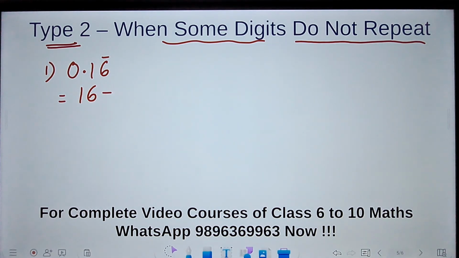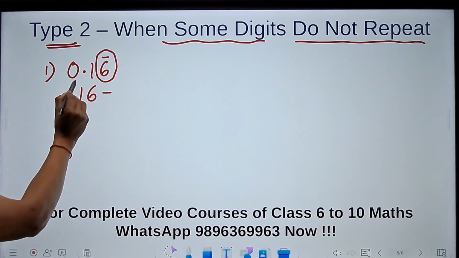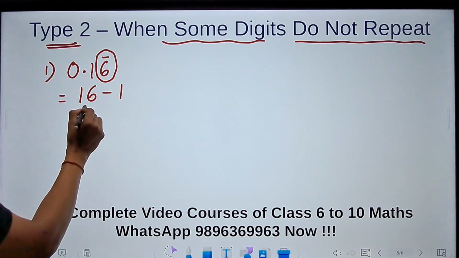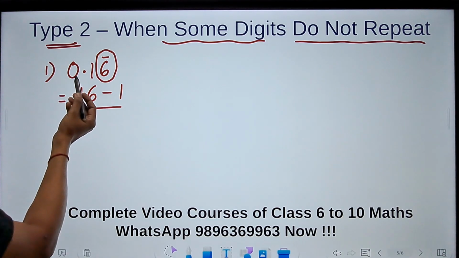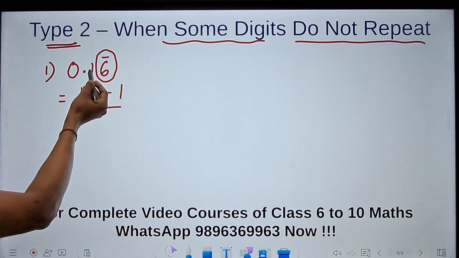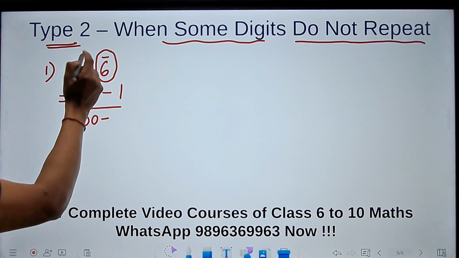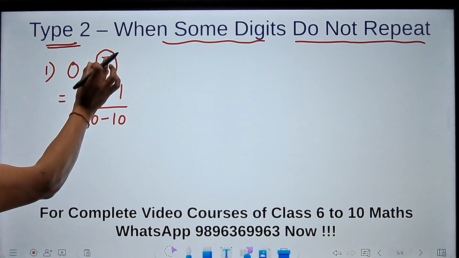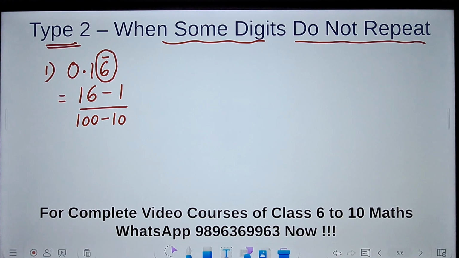That is important. Now forget this part which is having a bar. What is the other number? It is 0.1. And so I have to subtract 1 from this and divide by what? That is also really important here. How many digits are there after the decimal? You have 2 digits, so 100 minus how many digits have a bar? 1 digit, so 10. 2 digits means 100 and 1 digit having a bar means 10. Now this will take some time to sink in, and I'm sure a little practice will get you through.